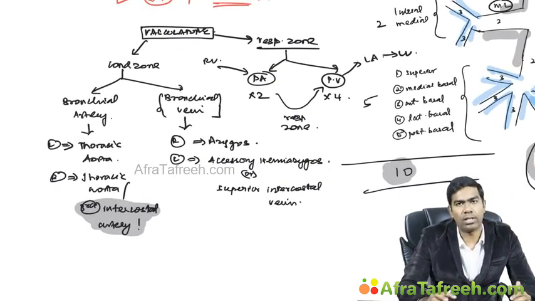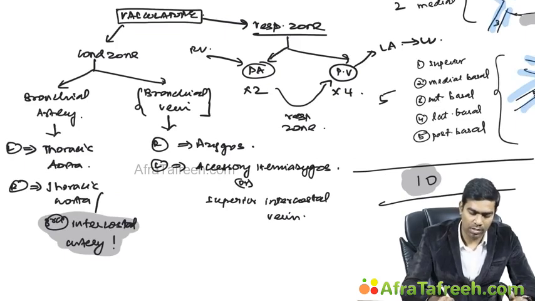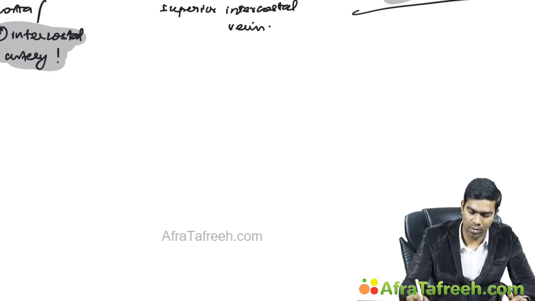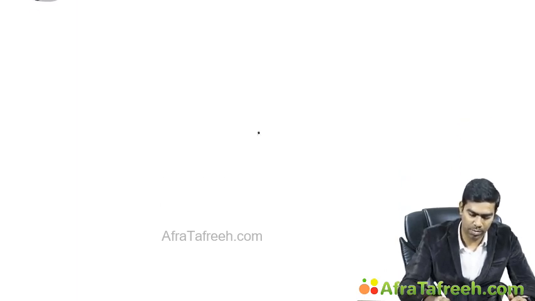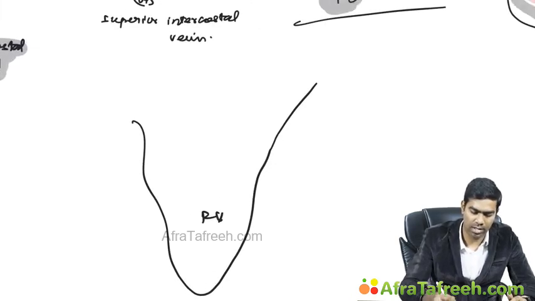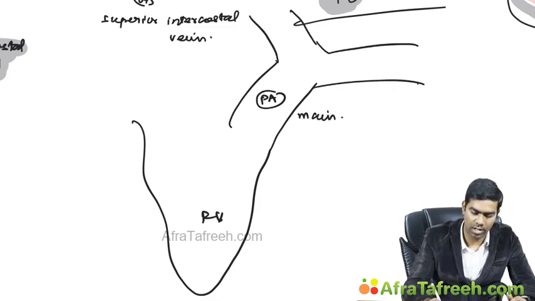And one important thing that you might need to know about the pulmonary artery is this: you have a right ventricle. From the right ventricle, you have a pulmonary artery. I can draw it separately because there is no space. This is the main pulmonary artery coming out of the right ventricle, which is going to divide into your right and left pulmonary arteries. So this is the left pulmonary artery and this is the right pulmonary artery.